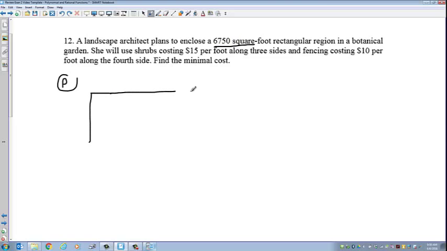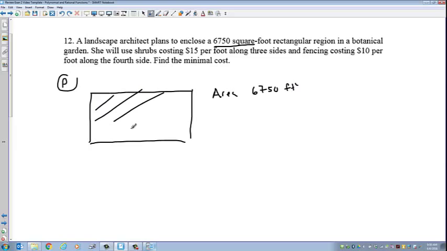So you have a rectangular region. It has an area. I know it's an area because it's square foot. All right, so square feet basically. So 6,750 feet squared. Okay, that's this area right there.